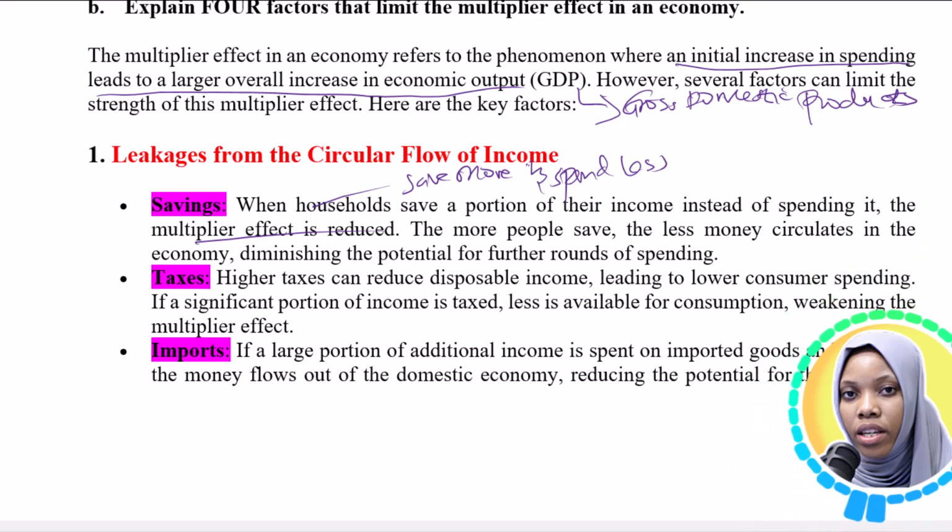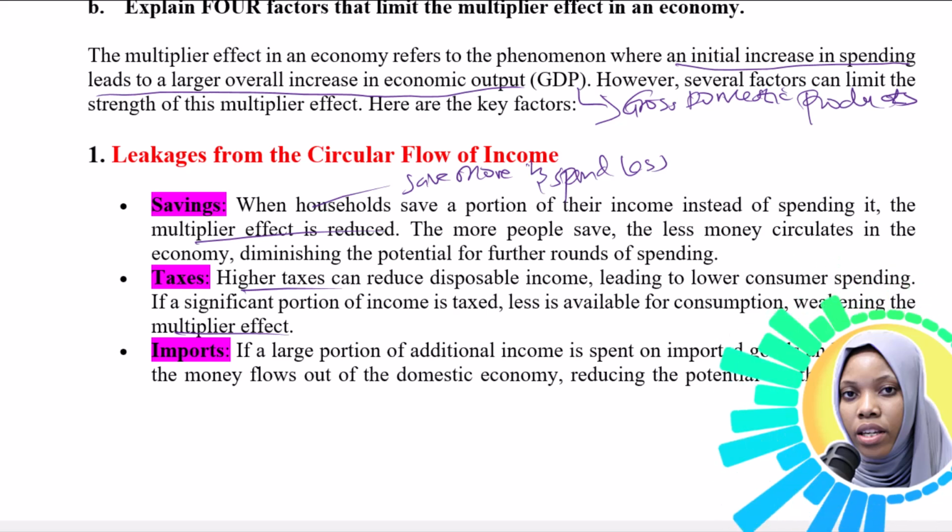Another is taxes, and the leakages from the circular flow of income is higher taxes can reduce disposable income, leading to a lower consumer spending. If a significant portion of income is taxed, less is available for consumption, hence reducing the multiplier effect due to high taxes. And when the taxes are low, then the vice versa happens.